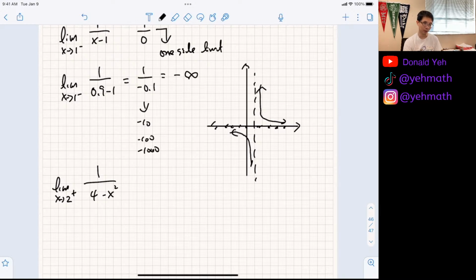2.1, good. So it would be 1 over 4 minus 2.1 squared. Well, 2.1 squared is much greater than 4, right? So it would be negative, does that make sense? And that's also equal to negative infinity. Does that make sense? Yeah. Okay, that's it.